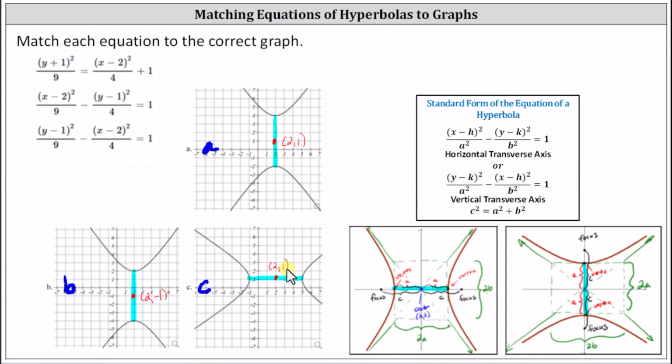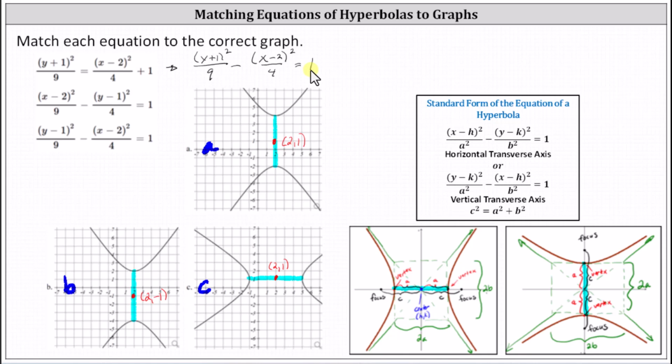And now let's take a look at our equations. We need to be careful about this first equation. Notice it's not in standard form. We need the right side to be equal to 1. So we'll begin by subtracting the square of x minus 2 divided by 4 on both sides of the equation. In standard form, we have the square of y plus 1 divided by 9 minus the square of x minus 2 divided by 4 equals 1. Now the equation is in standard form.